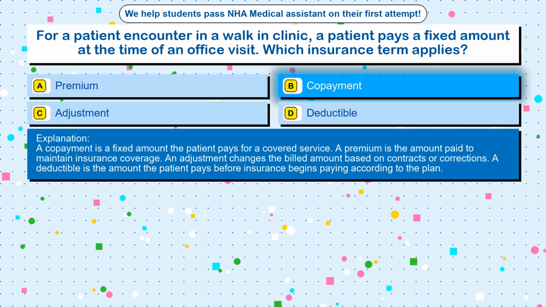A copayment is a fixed amount the patient pays for a covered service. A premium is the amount paid to maintain insurance coverage. An adjustment changes the billed amount based on contracts or corrections. A deductible is the amount the patient pays before insurance begins paying according to the plan.